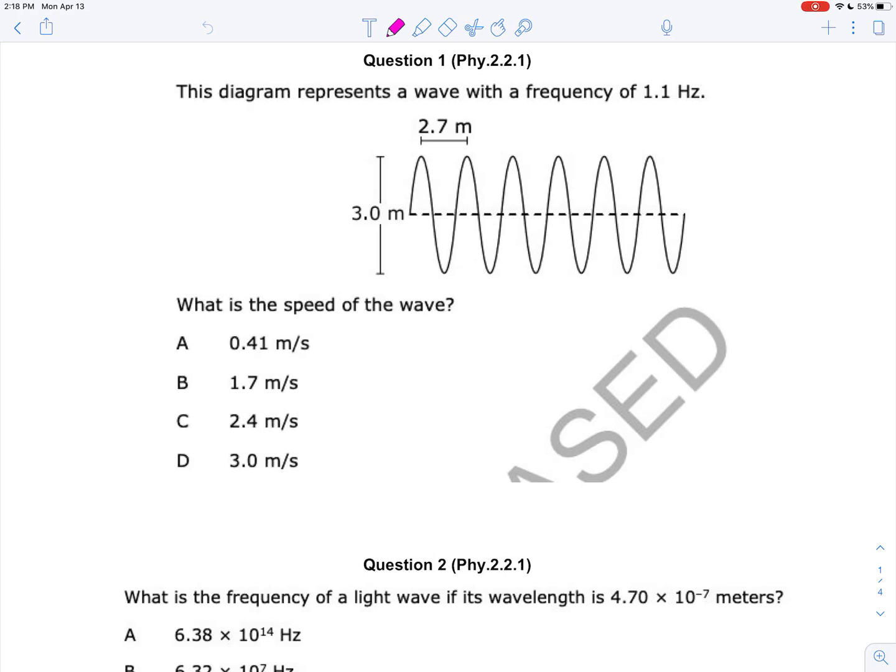Number 1. This diagram represents a wave with a frequency of 1.1 Hertz. What is the speed of the wave? Very simple equation. Speed equals frequency times wavelength. We have the frequency, we have the wavelength. There's nothing more to do there.